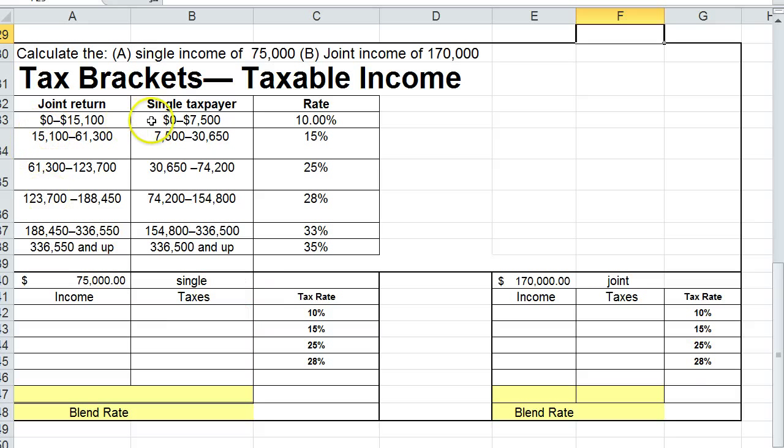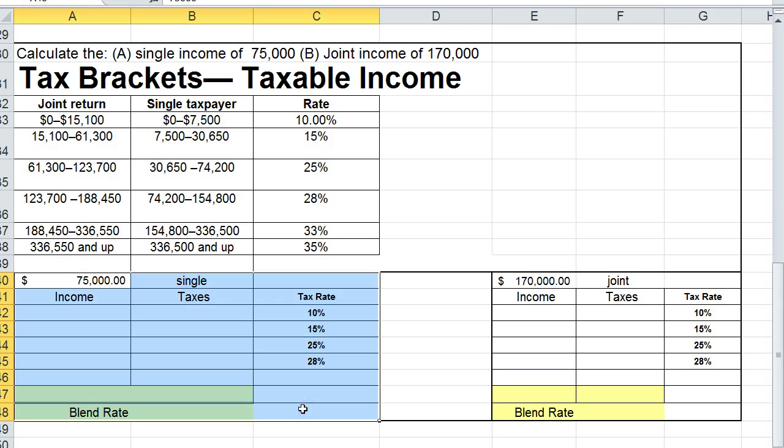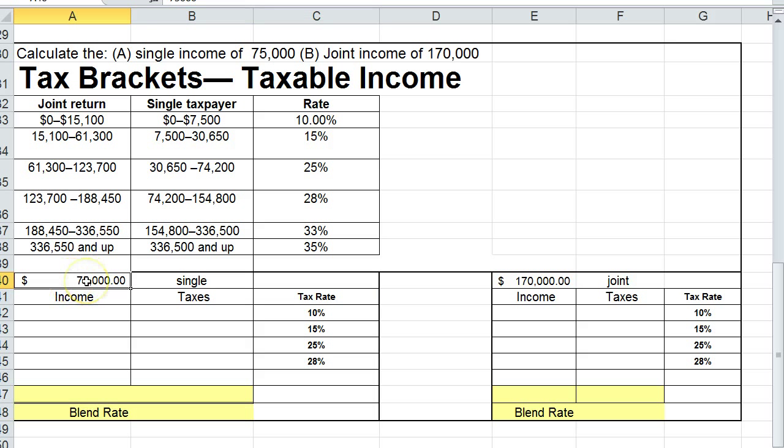Now, depending if you're single or joint, you have different tax brackets. These are the tax brackets here, and the rate of tax you pay per bracket. And you can see I copied those tax rates down here as well. So in the first problem, we want to calculate the taxes on income of $75,000. The first thing I have to do is figure out, for the first tax bracket, the 10% tax bracket, how much money would fit in this bracket here.